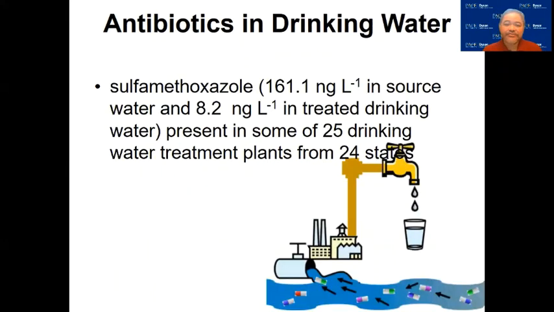And then in another study, they found sulfa at 161.1 nanograms per liter in source water and 8.2 nanograms per liter in treated drinking water, present in some of the 25 drinking water treatment plants from 24 states here in the US. So that's the problem that we're going to have. COVID, we could say, is the immediate one, but this is the main problem we have here in the US. How sure are we that our drinking water is clean?